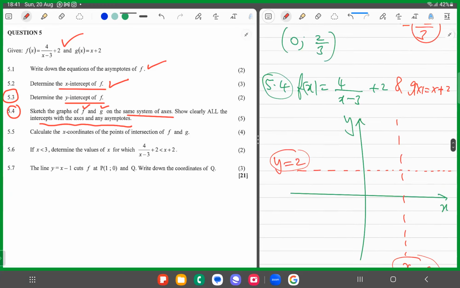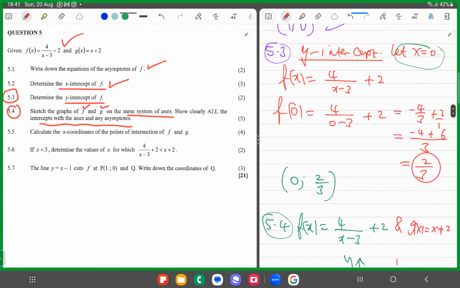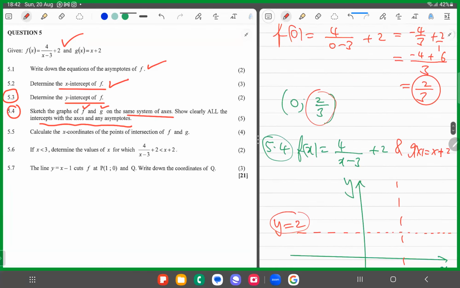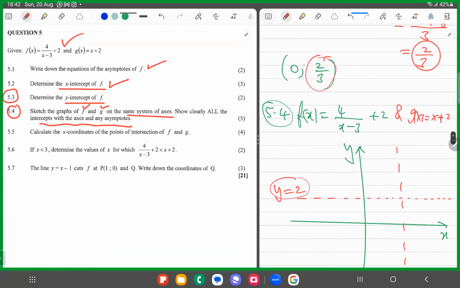What is the intercept? The y-intercept is 2/3. So 2/3 is approximately 0.67.